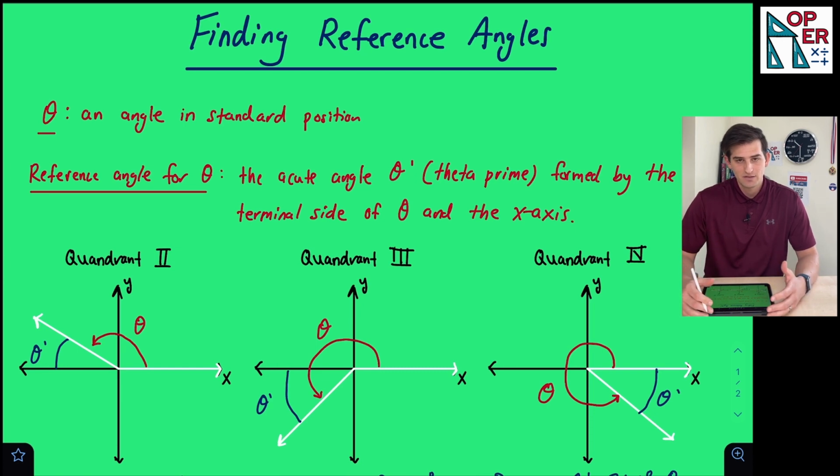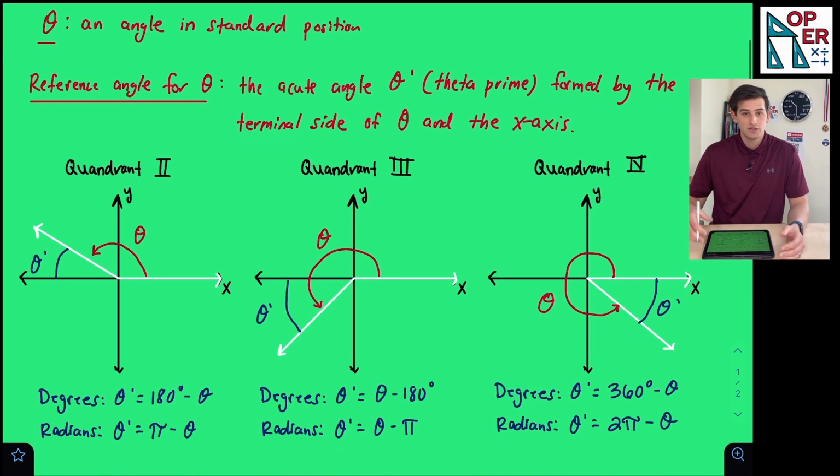If we think about this, the angle itself, theta, is going to be the same as theta prime if the angle is in quadrant number 1, because angles in quadrant 1 are still acute angles. So now we just need to identify what our reference angle would be for quadrants 2, 3, and 4, or how we would find that. And that's what we see in this diagram right here.